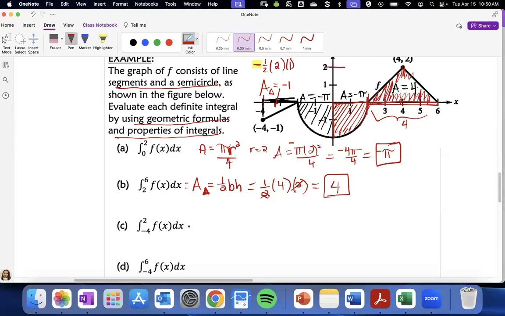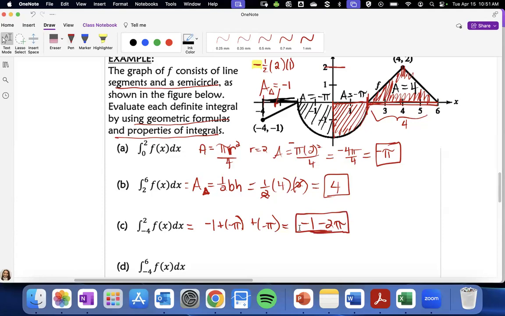So my area from -4 to 2 is going to be -1 plus negative pi plus negative pi. I mean, you could have just done plus minus 2 pi, but I'm just showing you it's a combination of that. Plus anything else? No, that's it. So my final answer here is -1 minus 2 pi. That's it.